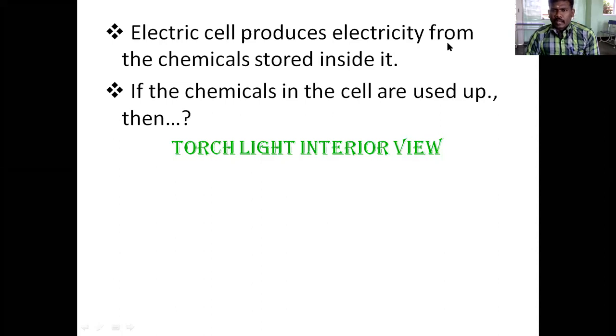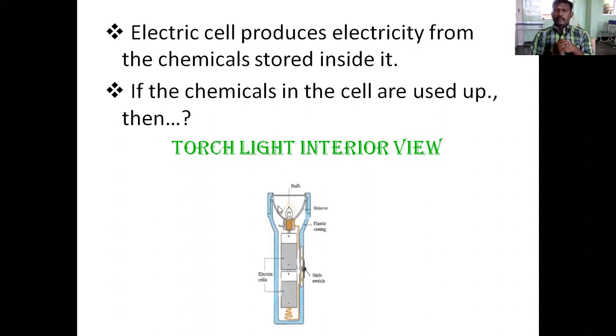So if the chemical energy is completely drawn, there is no further chemical energy to convert into electrical energy. So we want to replace the cell, or we want to restore the chemical energy. Okay. The next one, the torchlight interior view.